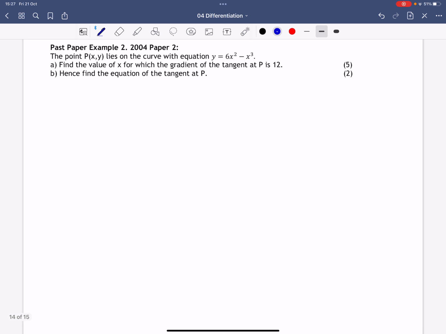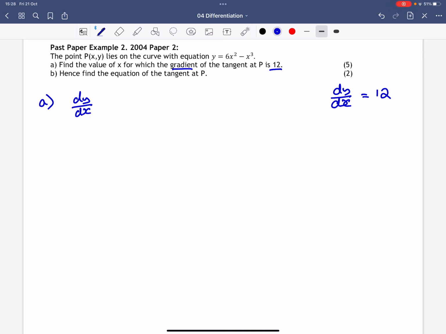Past paper example 2. This is from way back in 2004. It says that I want to find the value of x for which the gradient to the tangent is 12. So we're talking about gradient of tangent being 12. That means that dy by dx is equal to 12. Remember, gradient is the derivative, which is the rate of change. So for part A, let's find what dy by dx is.